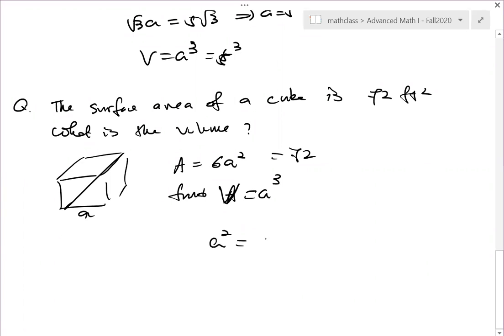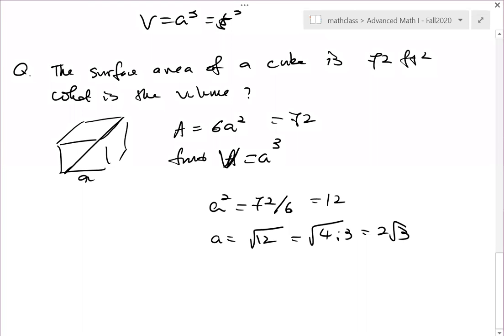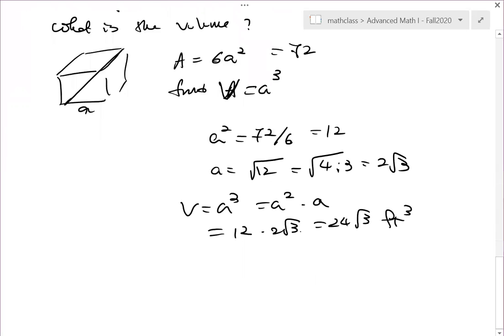So A squared is going to be 72 divided by 6, okay? 72 divided by 6 is going to be 12. Right. So A squared is 12. So what is A? A is square root 12, which is 4 times 3, 2 square root 3. Right? Then the volume is A cubed. A cubed is A squared times A, right? You already know A squared is 12. A is going to be 2 square root 3. Okay? So it's 24 square root 3. And that is A cubed. Right. That's called a two-step problem.